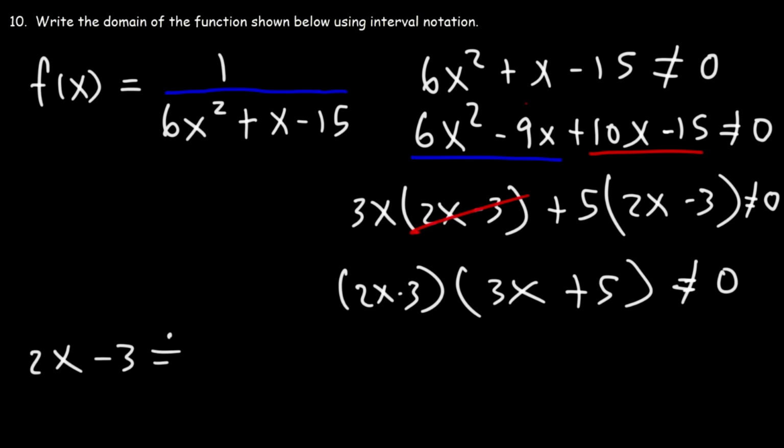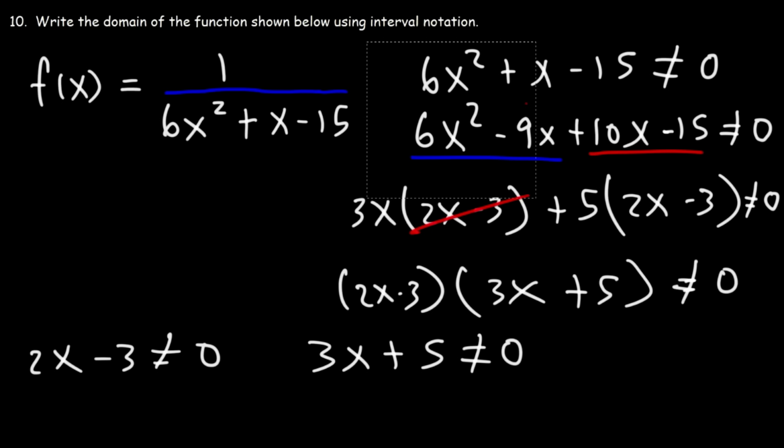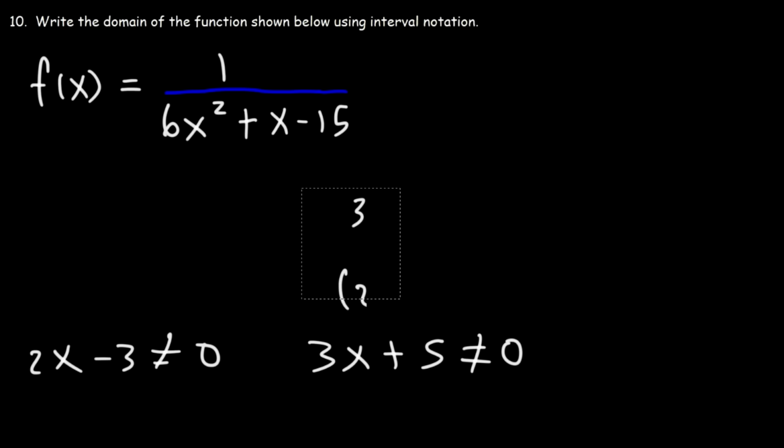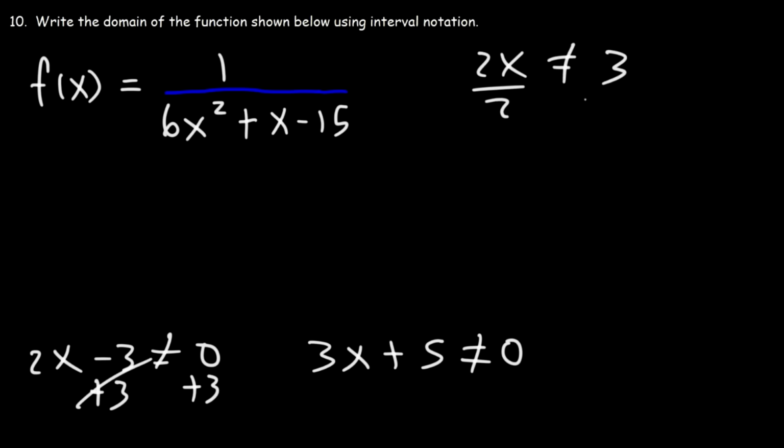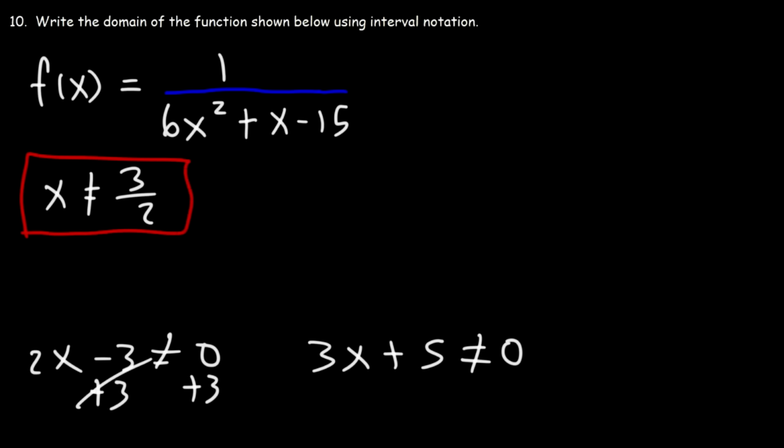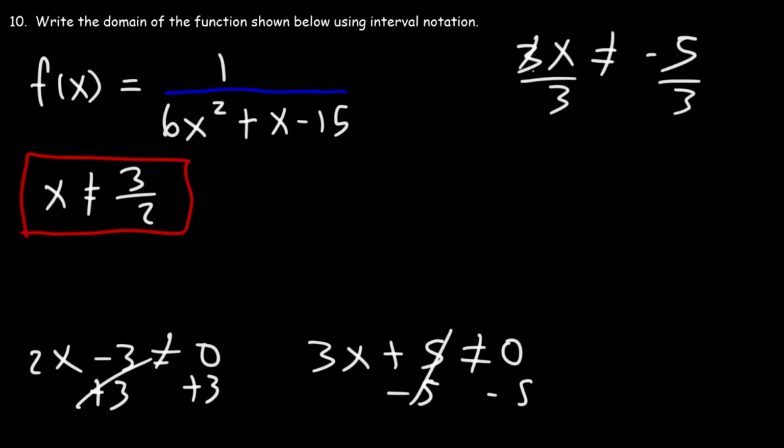Now let's separate each factor. Each of them must not equal 0. So at this point, we can get rid of this. So let's add 3 to both sides. So I have 2x cannot equal 3. And then if we divide by 2, we get that x cannot equal positive 3 over 2. So that's the first one. Now for the second one, we need to subtract both sides by 5. So we'll get that 3x cannot equal negative 5. And then divide by 3. So x cannot be negative 5 over 3.